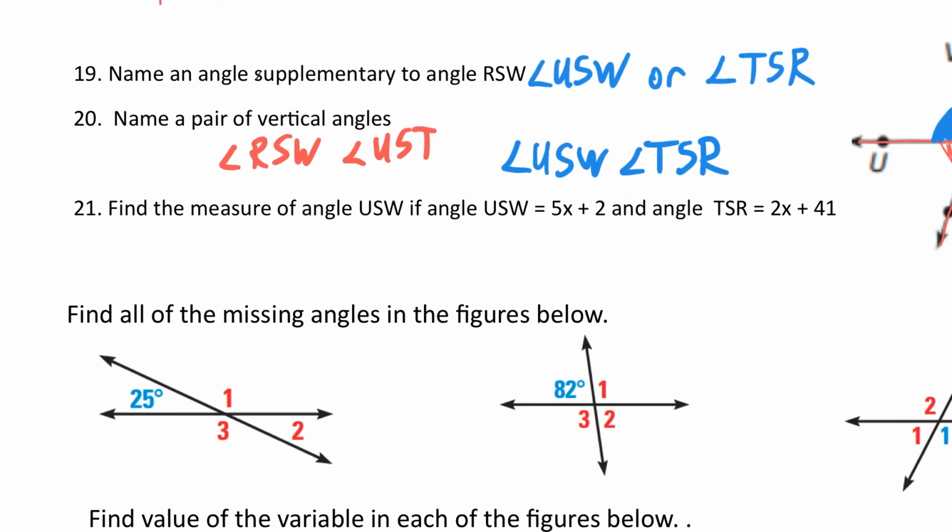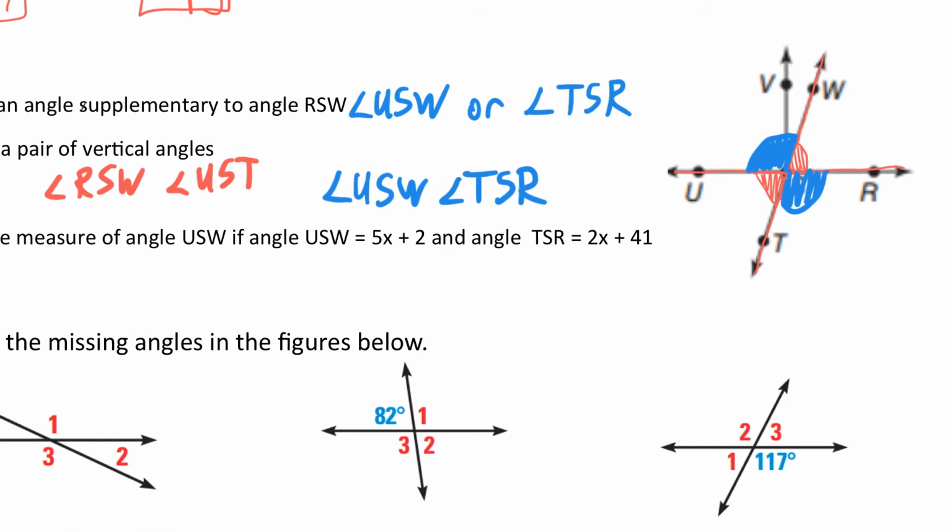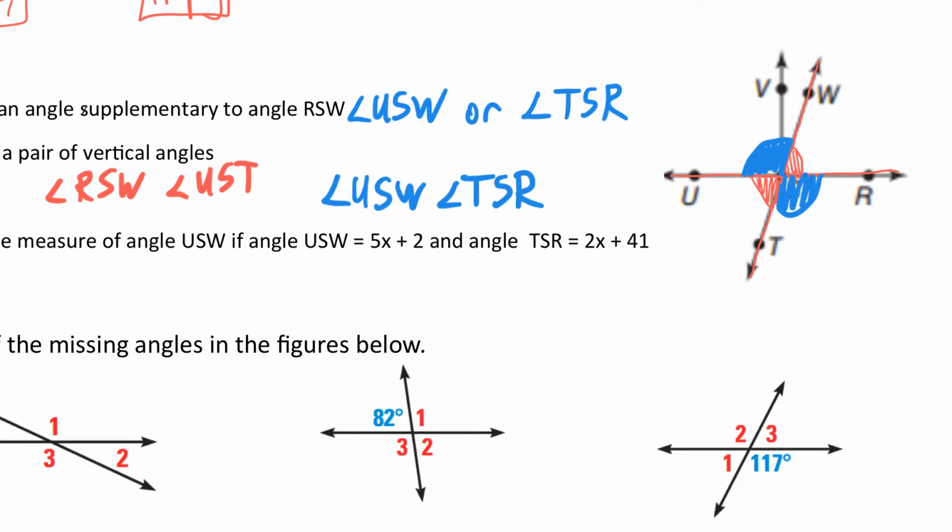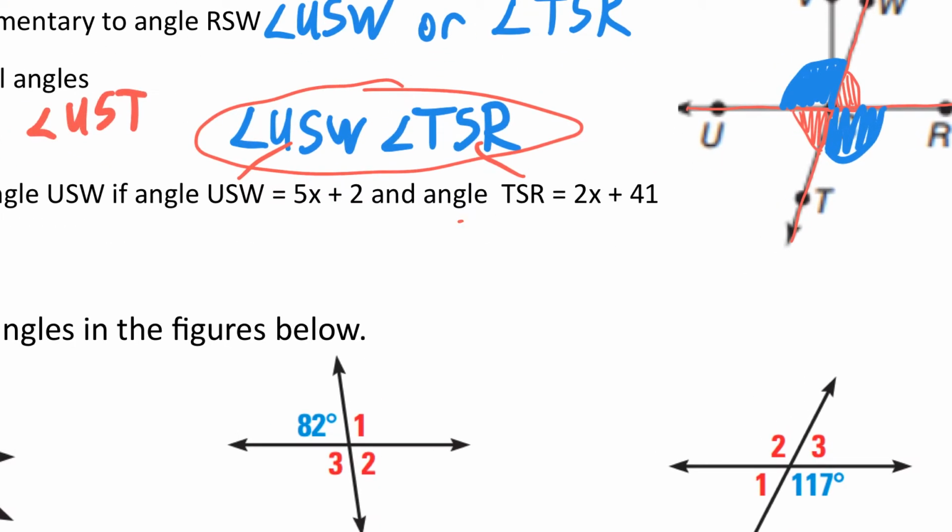Okay, number 21 says, find the measure of angle USW if USW is 5x plus 2 and TSR is 2x plus 41. And what do we say right here about these two angles? So we got USW right there, TSR, what are they? Yes, since they're vertical angles, we know that they're congruent. So I'm going to set 5x plus 2 equal to 2x plus 41 and just solve from there.